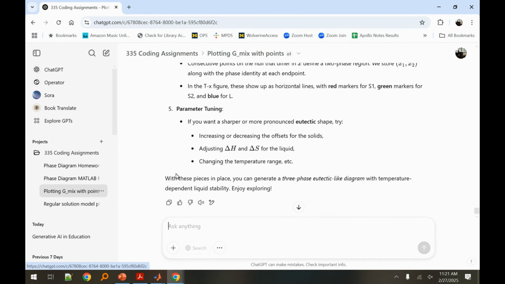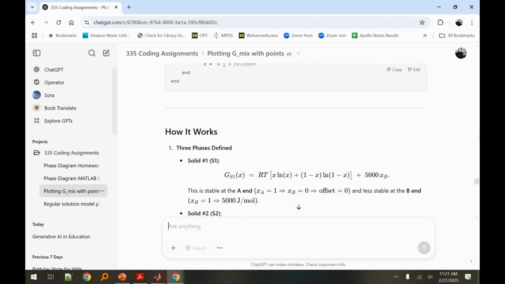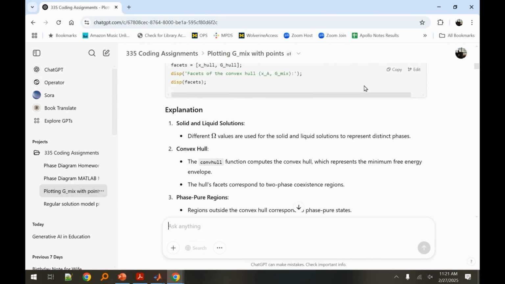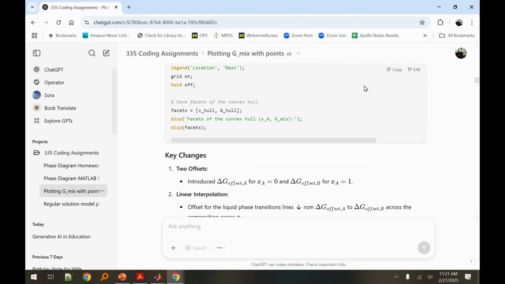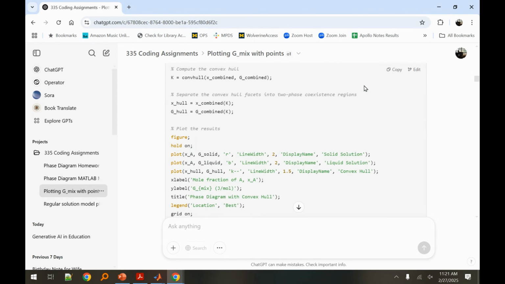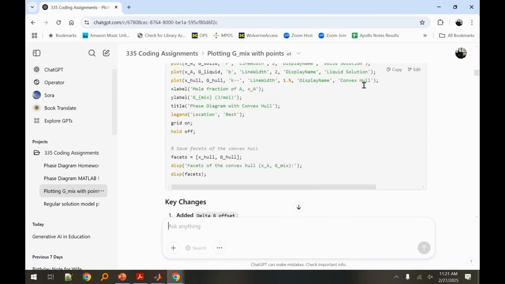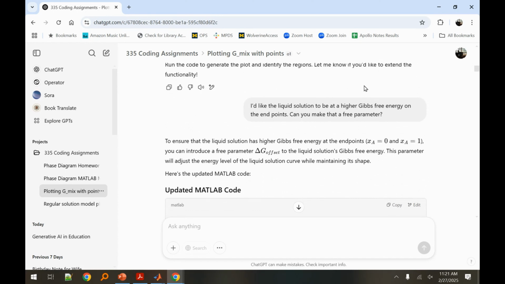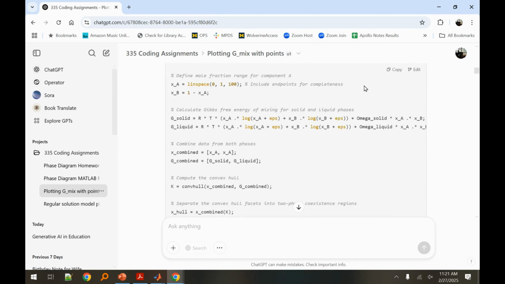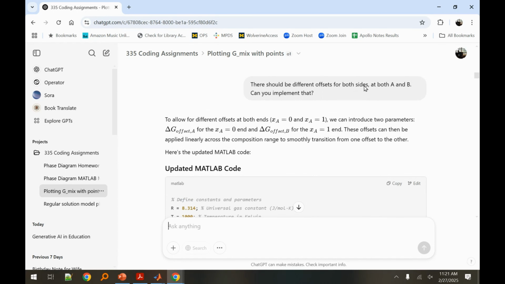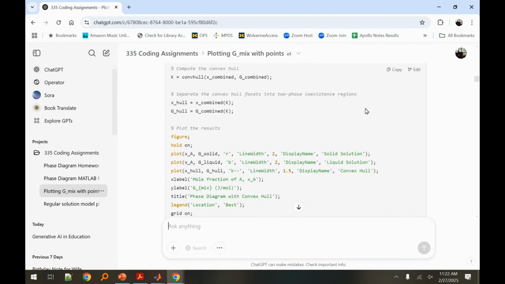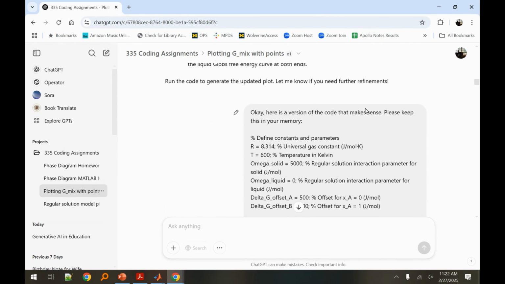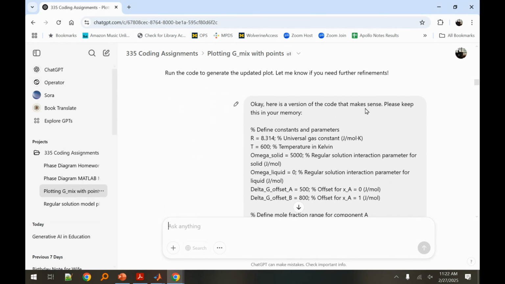So you do this in class and show the students? I do this live in class, and then you give them an assignment and ask them. Yeah, and so let me show you this last bit. I like to make the liquid solution be at a higher Gibbs free energy. This is what I was just talking about earlier. And then there should be different offsets for both sides, A and B. Can you do that? And then I said, okay, please keep it. I was playing with the code on my own end, but it wasn't updating here. So I wanted to update its memory to have the code that works. And I said memory updated.